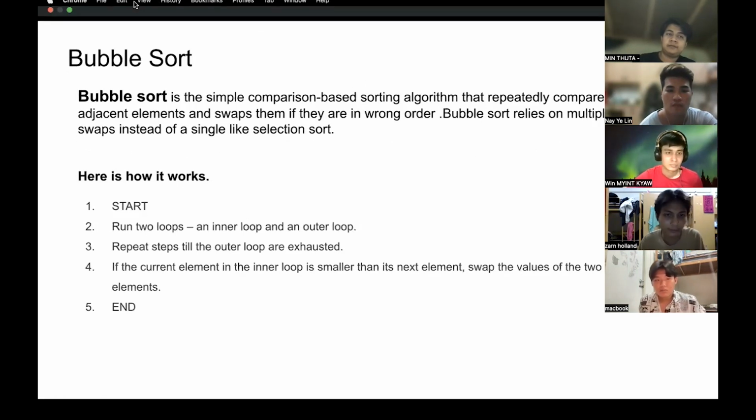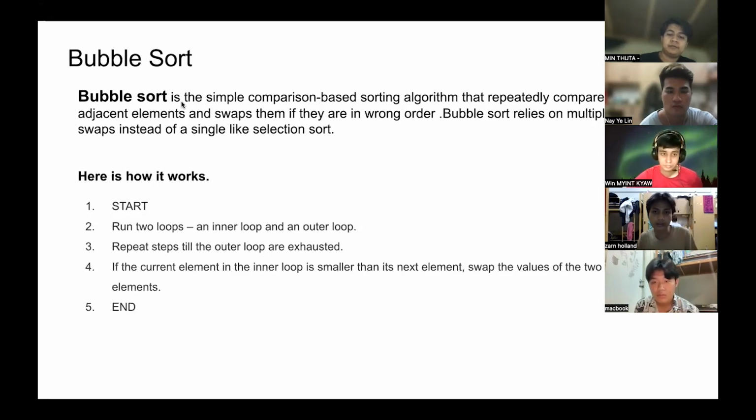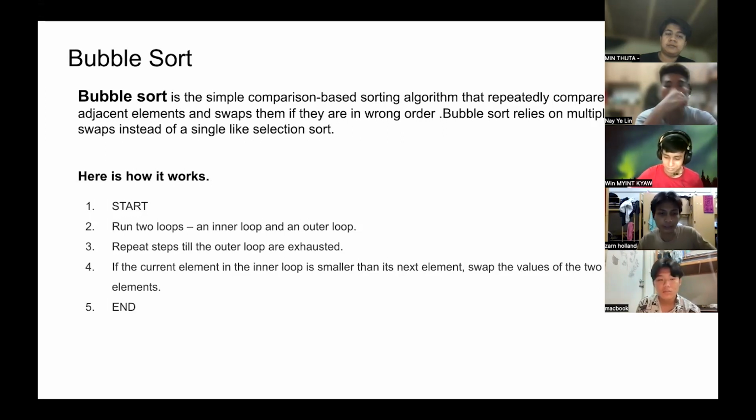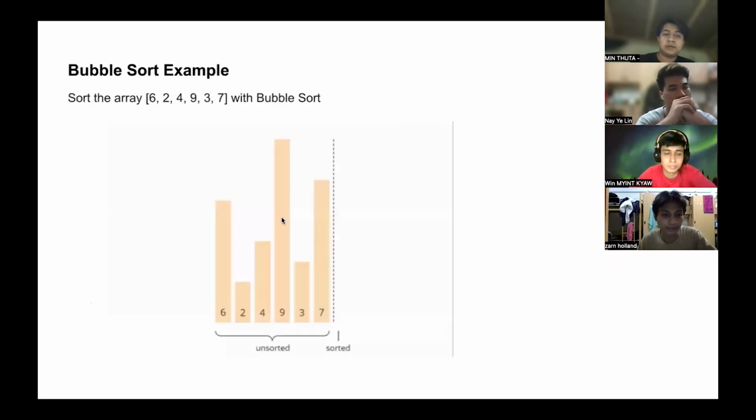Bubble sort is a simple comparison-based sorting algorithm. It compares adjacent elements and swaps them if they are in the wrong order. It relies on multiple passes instead of a single-pass selection sort. Here's how it works. First, you start your program and run two loops, an inner loop and an outer loop. Repeat the steps until the outer loop is exhausted, which means it's finished. If the current element in the inner loop is larger than its next element, you swap the two elements, and then you get the sorted array.